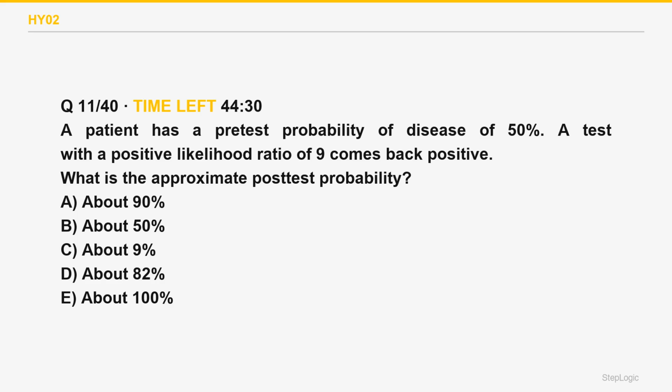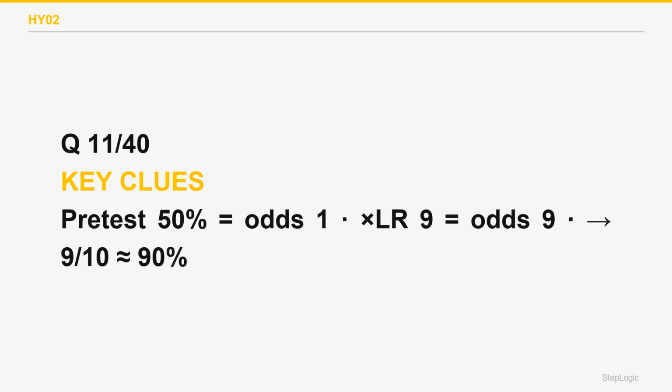What is the approximate post-test probability? A patient has a pre-test probability of disease of 50%. A test with a positive likelihood ratio of 9 comes back positive. Read the command: post-test probability after a positive LR 9 test. Convert to odds, multiply, convert back.